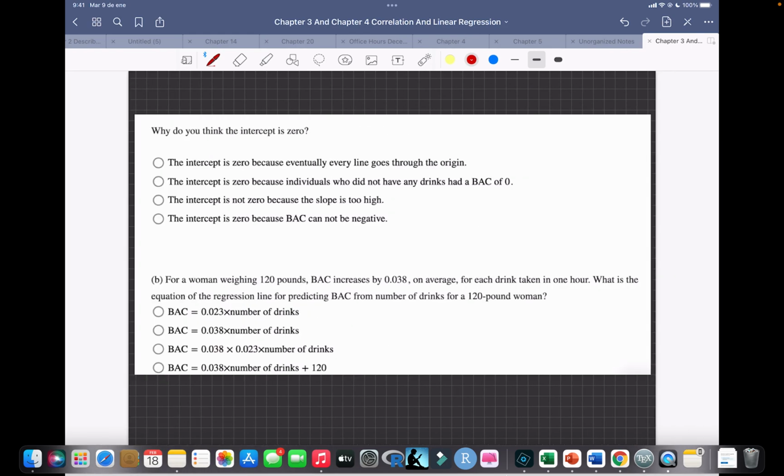Why do you think the intercept is 0? Well, I don't know what can be a right interpretation here, but I think it's this one. The intercept is 0 because individuals who did not have any drinks had a BAC of 0.